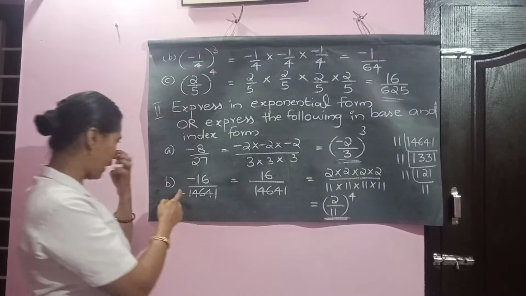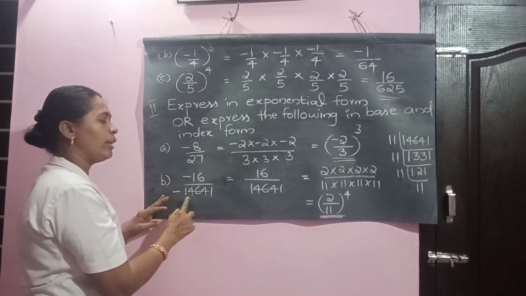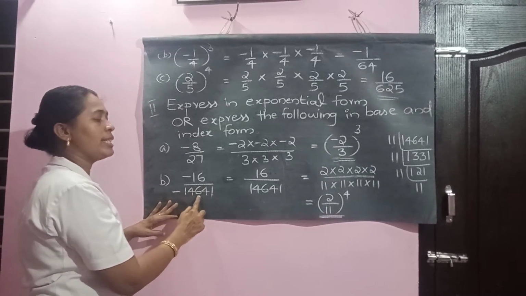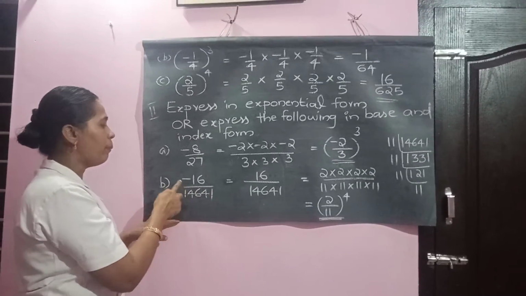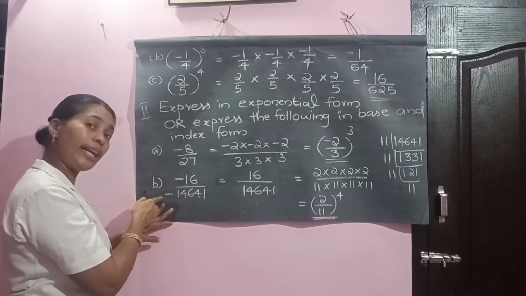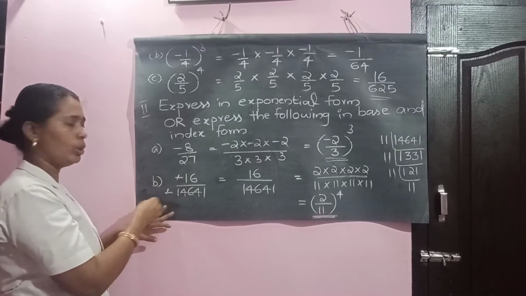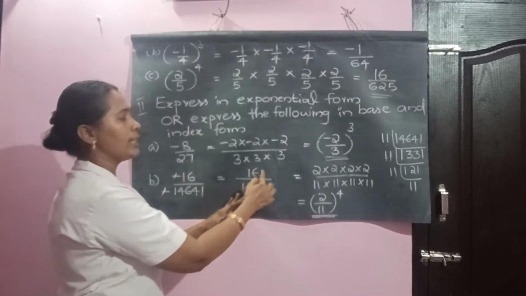Okay, let us see the other question. Negative 16 by negative 14,641 is given. See, both numerator and denominator have a negative sign. So what do we do first? Let us cancel these two. So we have the answer as 16 by 14,641.